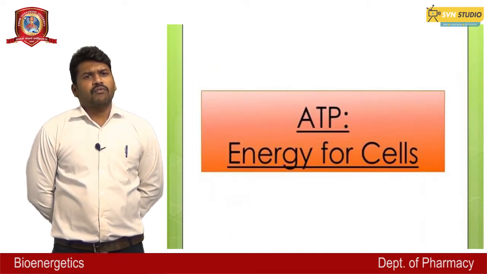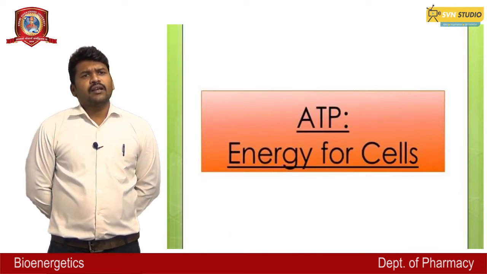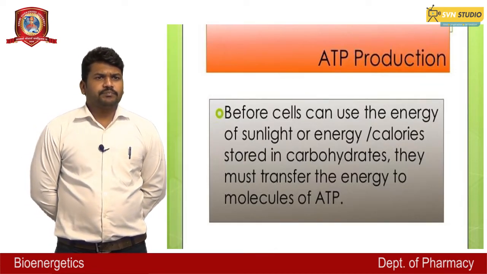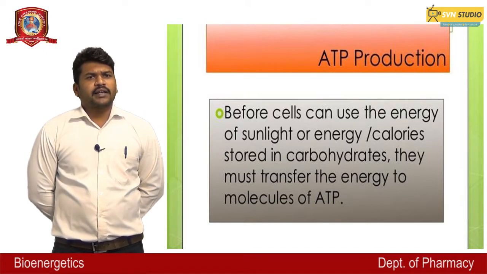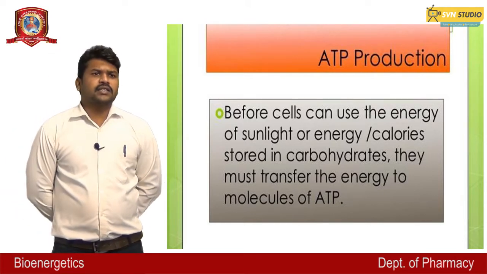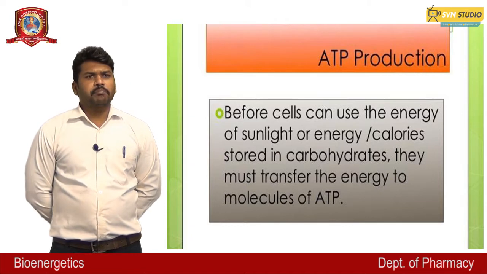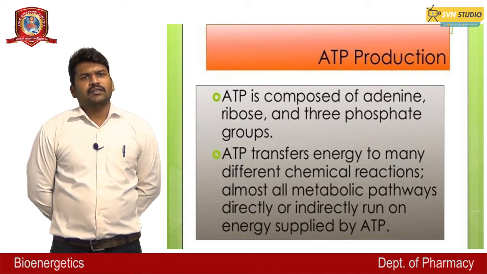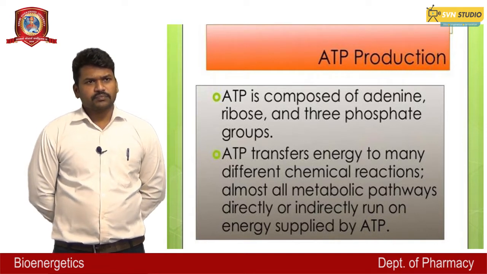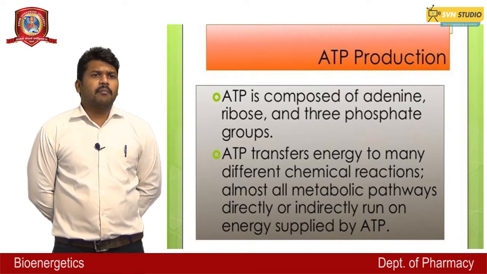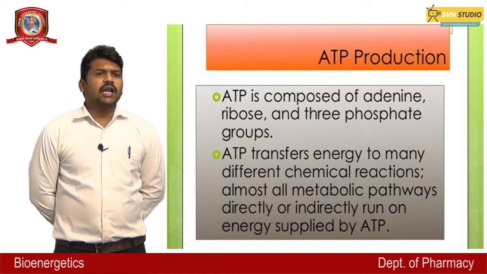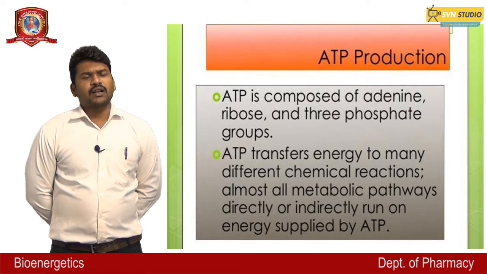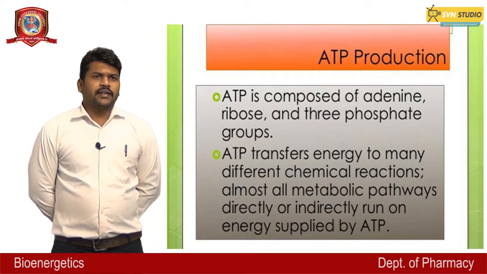ATP, the energy for the cell. Before cells can use the energy of sunlight or energy stored in carbohydrates, they must transfer the energy to molecules of ATP. ATP is composed of adenine, ribose and three phosphate groups. ATP transfers energy to many different chemical reactions. Almost all metabolic pathways directly or indirectly run on energy supplied by ATP.